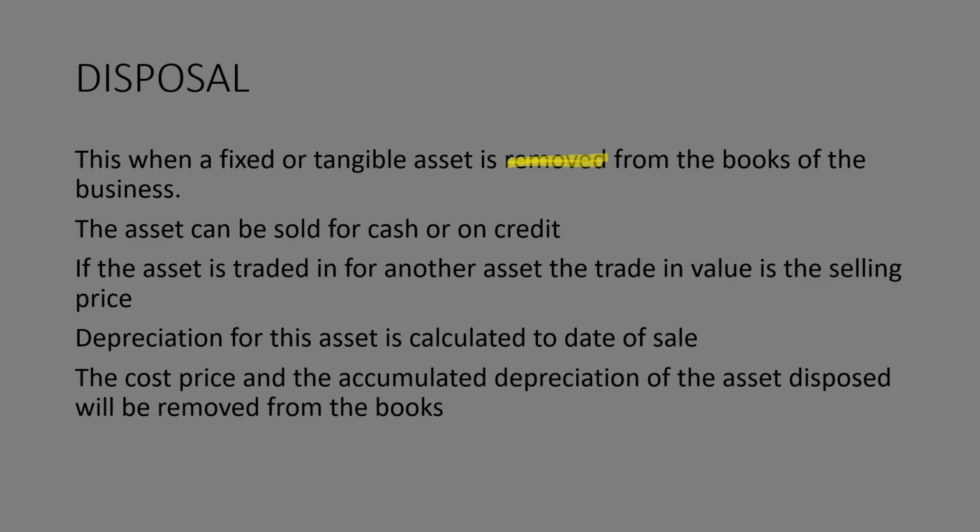The asset can be sold for cash or credit. Those are the two forms of sale of an asset. So you're going to sell your asset for cash, or for credit, or the asset can be dealt with through what you call a trade-in. So when you trade in the asset for another asset, the trade-in value will be the selling price.